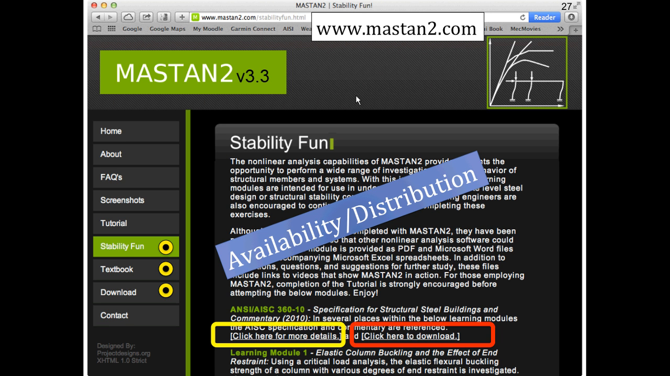And like I said, when you download the modules using what's shown in the red box on the right, you not only get a printout of the module, but you also get the Excel spreadsheet and access to the YouTube videos and everything.